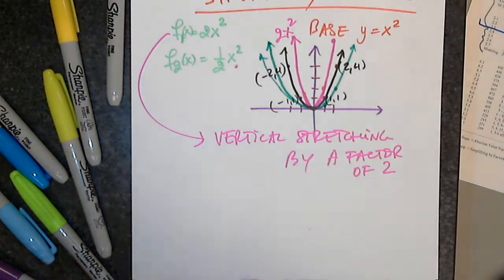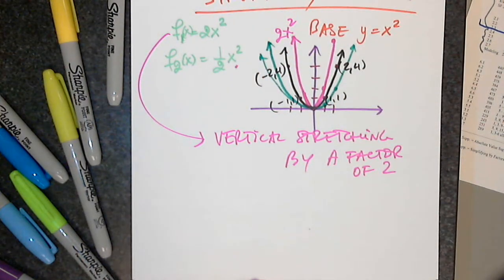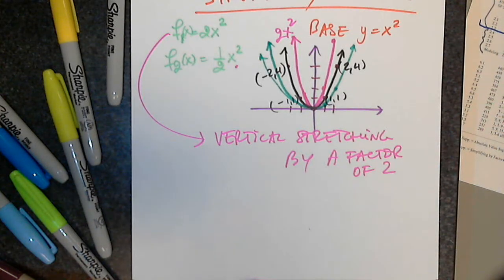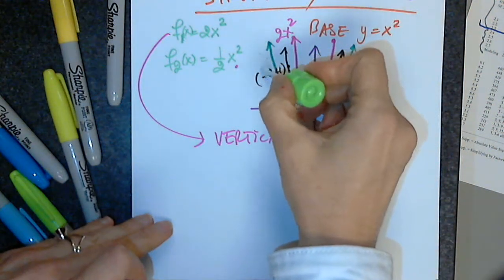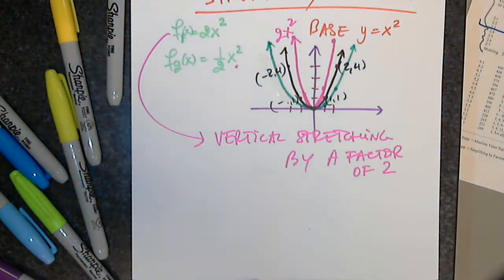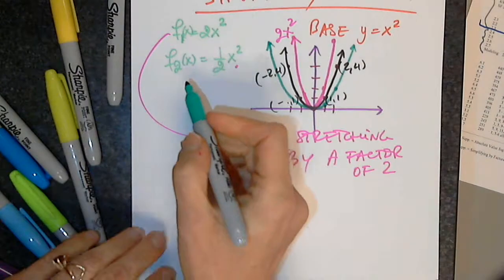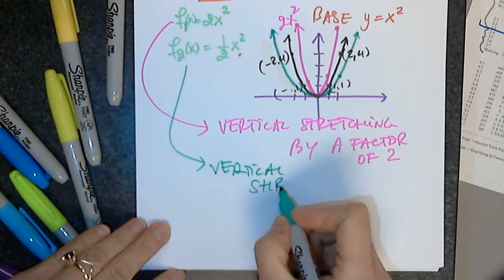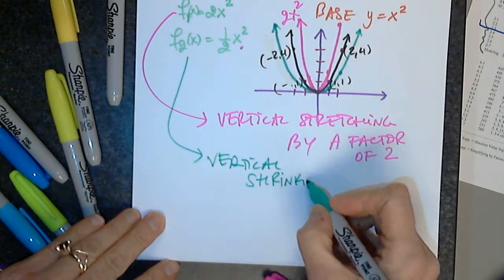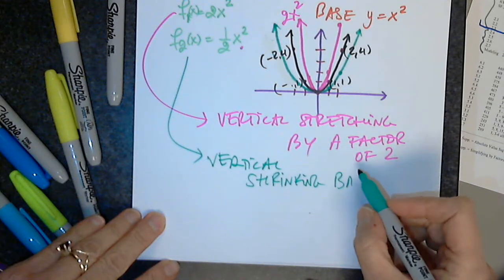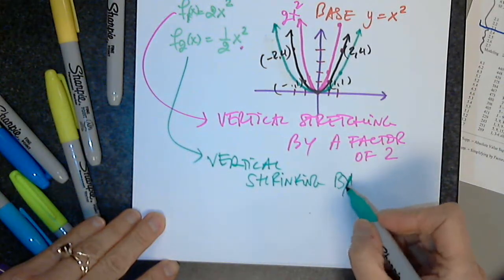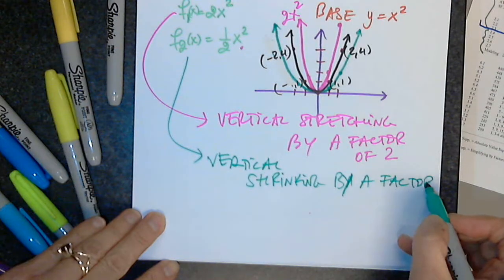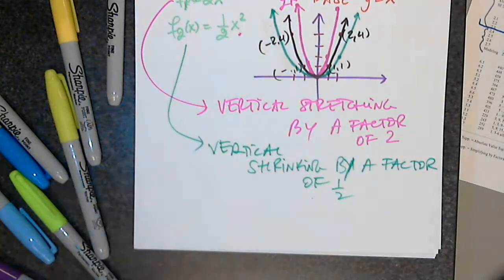So, what do you think this is? It is still vertical, but what? Not stretching, but shrinking. By a factor of 1/2. Very good. By a factor of 1/2. So this is the vertical shrinking, by, oops, I already went to the next word, by a factor of 1/2. Good.